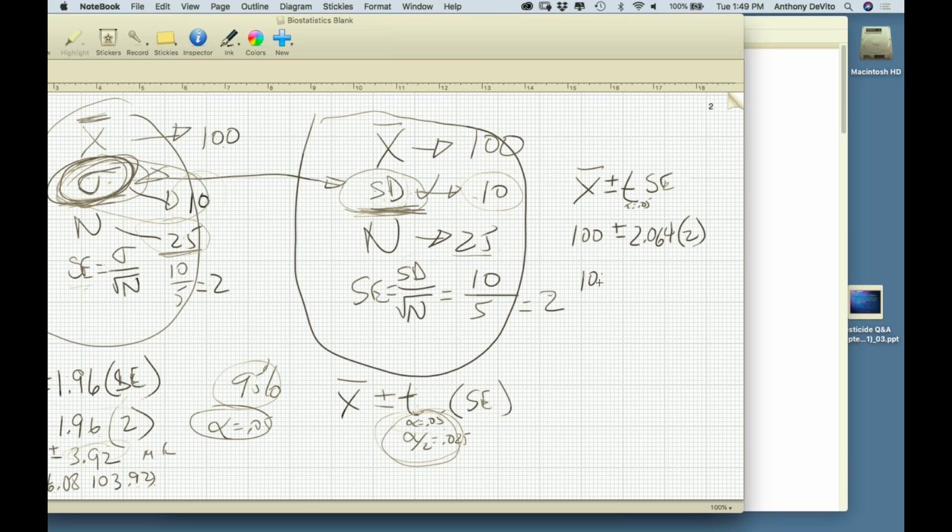So now 100 plus or minus 4.132. So what's our confidence interval now? Our confidence interval now is on the high side 104.132, and on the low end is going to be 95.868. That look right? Okay, I'm sorry, I'm doing it from 100.